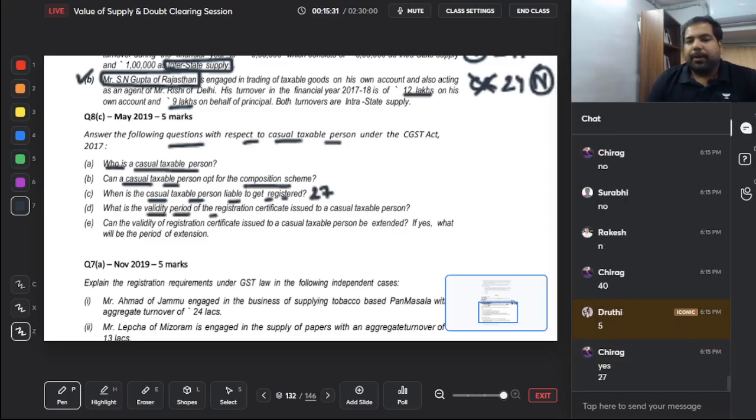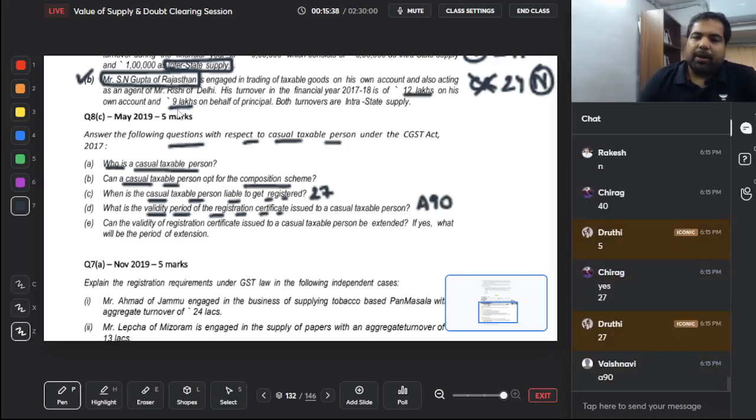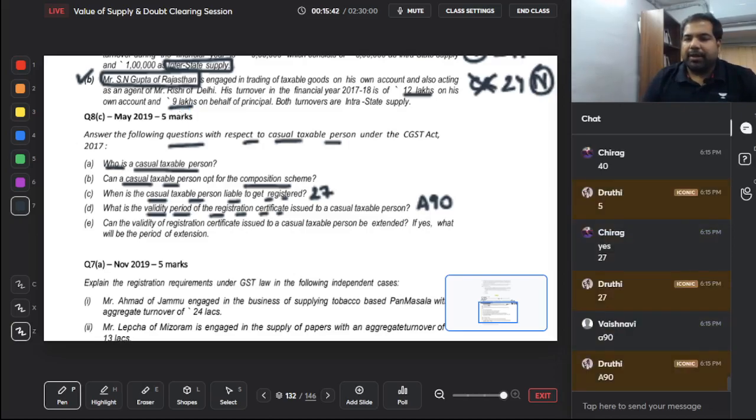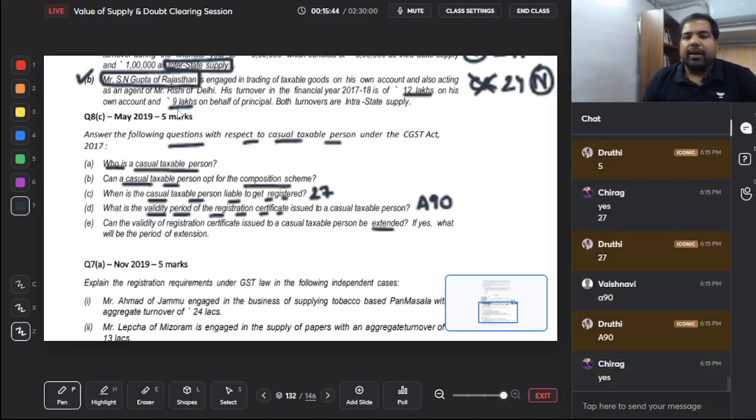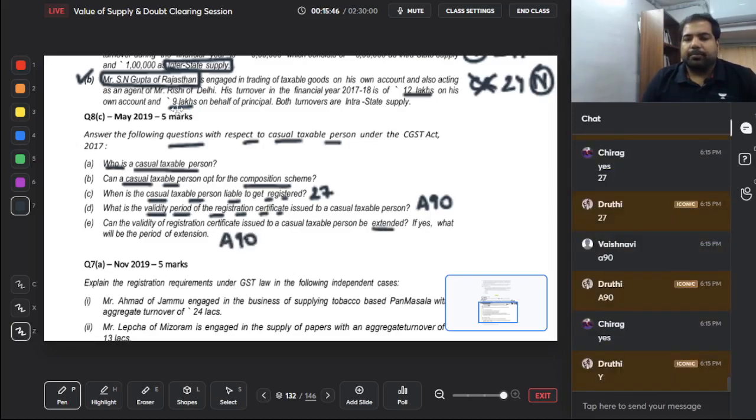What is the validity period of the registration certificate? What is the shortcut, guys? A90. The period that you applied for, or 90 days, whichever is lower. And can the validity be extended? Yes, once. Again, A90. Perfect.